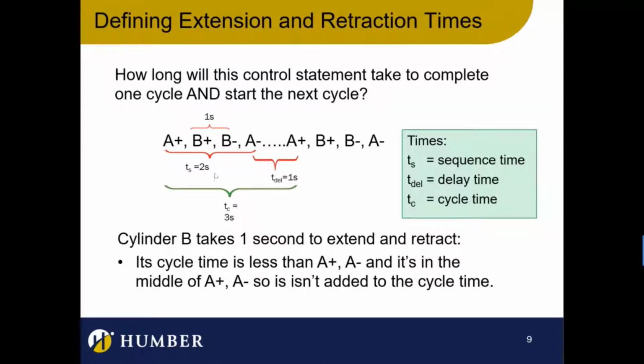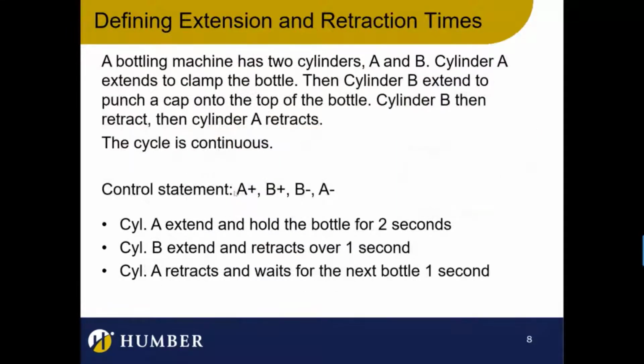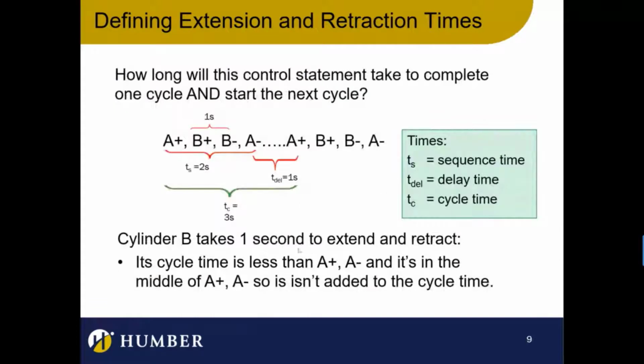This is a basic time chart, and essentially what we're looking at is a total time. The cycle time is 3 seconds. So here we go. The sequence time and the delay time. The sequence time is here. Look at this, this is the control statement. This is the sequence. The delay time is the time in between. So Armit, you have your hand up. Please go ahead. Yes, Professor.